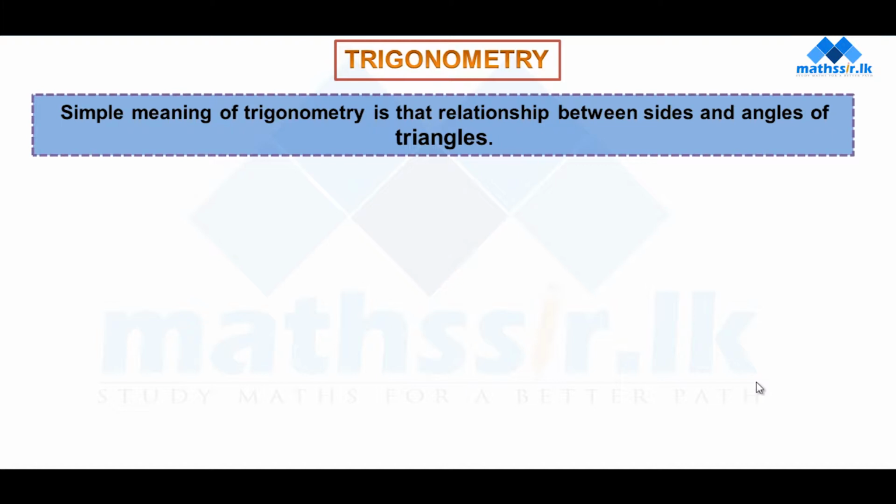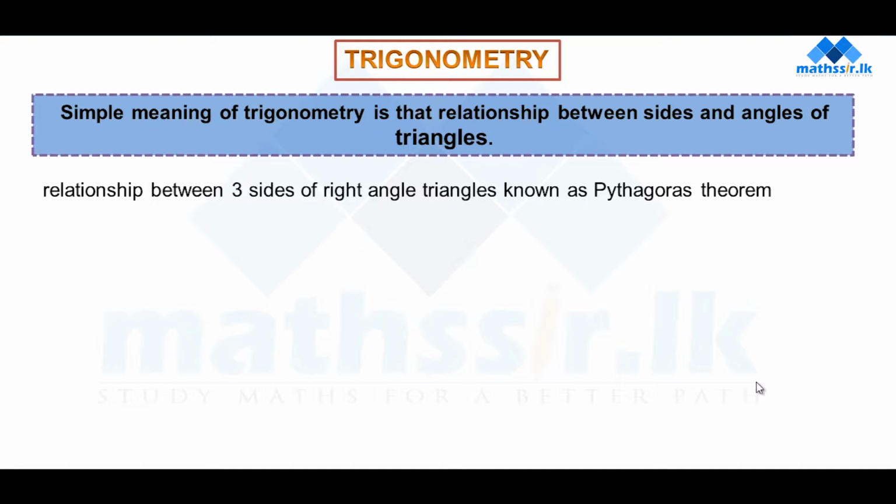Dear students, you already studied the three sides of the right angle triangle. It is known as Pythagoras theorem. Pythagoras theorem says the relationship between the three sides of a right angle triangle. Pythagoras theorem: hypotenuse squared equals the sum of the squares of the other sides.